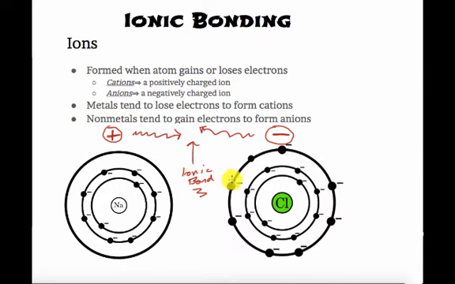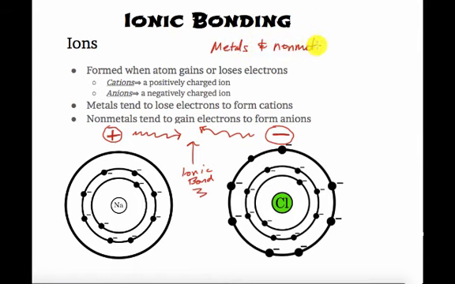Now, if you remember what we talked about before with the periodic trends, most of the metals tend to lose electrons, so they're going to form cations. Our nonmetals are going to form the anions because they're going to gain the electrons. So for ionic bonding, what we're always looking for are metals and nonmetals. That's going to be our identifying feature here.